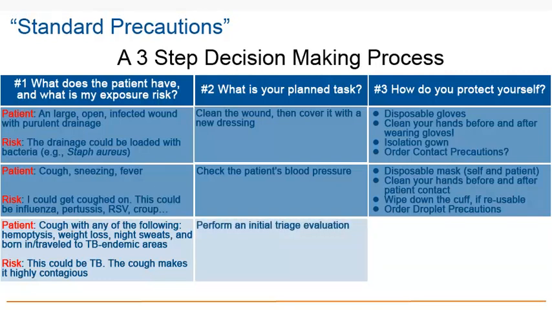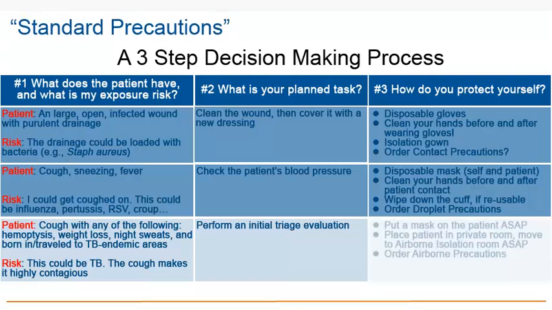So with this patient, what is your planned task? You plan to perform an initial triage evaluation. How will you protect yourself? Put a mask on this patient ASAP. He could be contagious. Place the patient in a private room and move to an airborne isolation room as soon as possible. And finally, order airborne precautions.